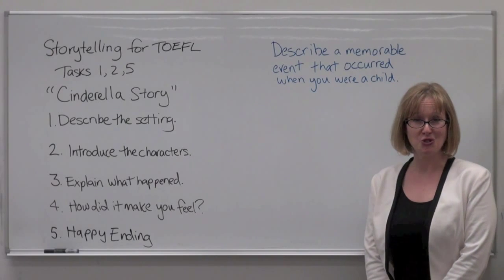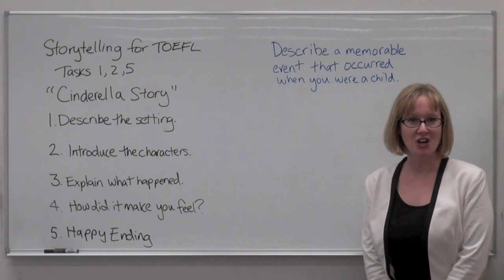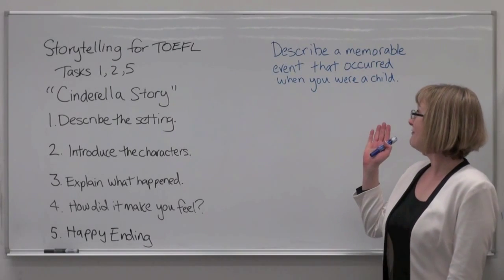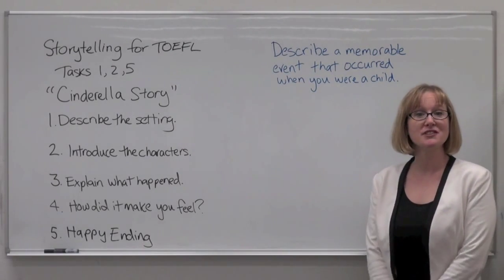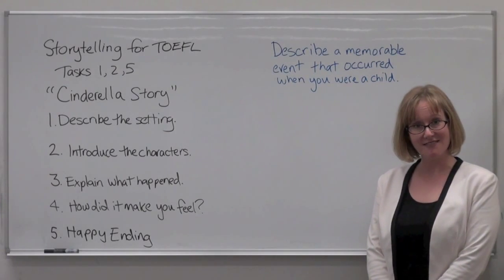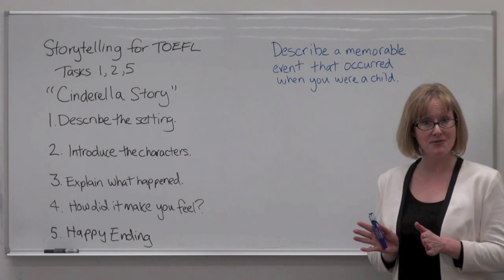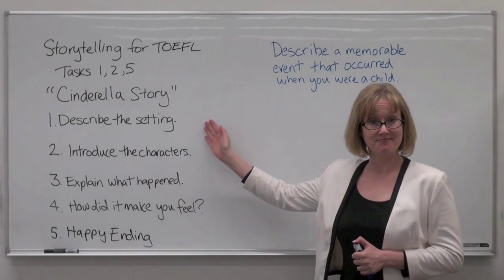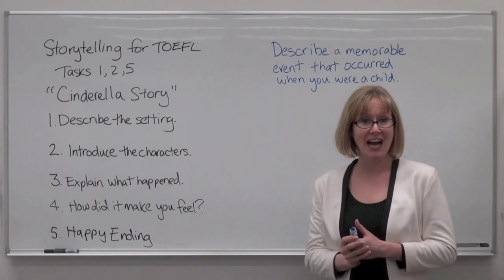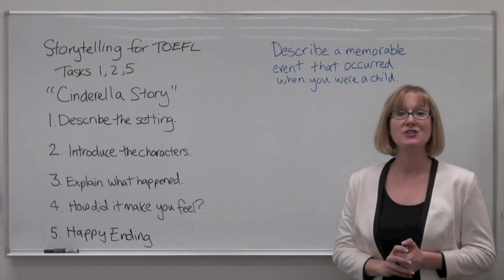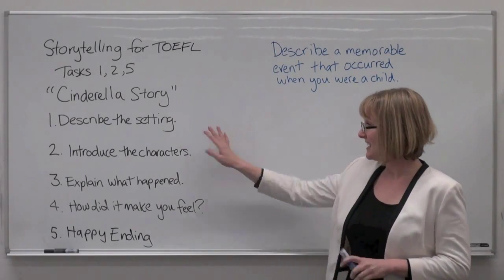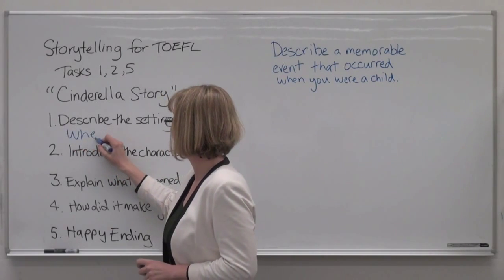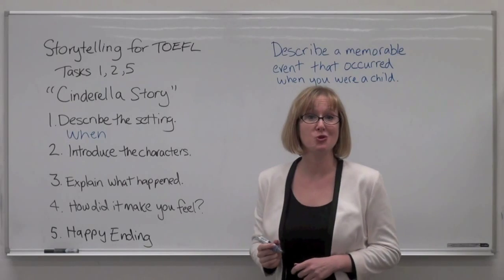Obviously, there are many things you can choose, but today I'm going to talk about an experience I had with my family. A memorable event that occurred when I was a child was a family trip that I took to Hawaii. So, after stating my position, what I will do is then immediately describe the setting. When I was in junior high school, my family and I went to Hawaii. In this case, describing the setting began with when I was in junior high school.